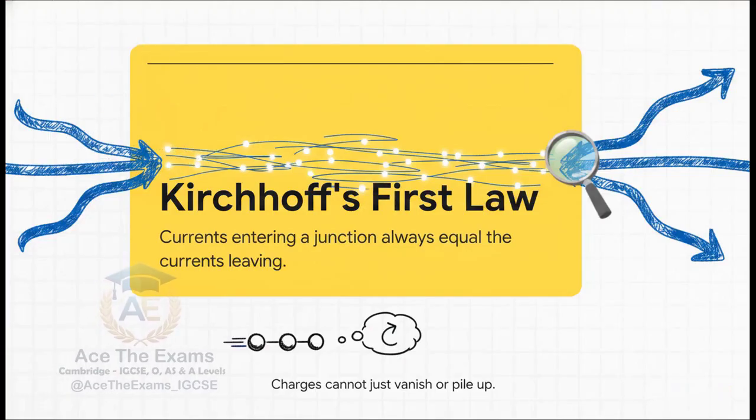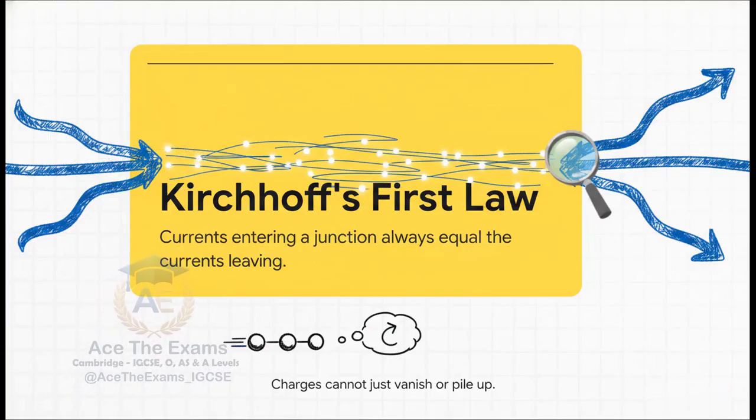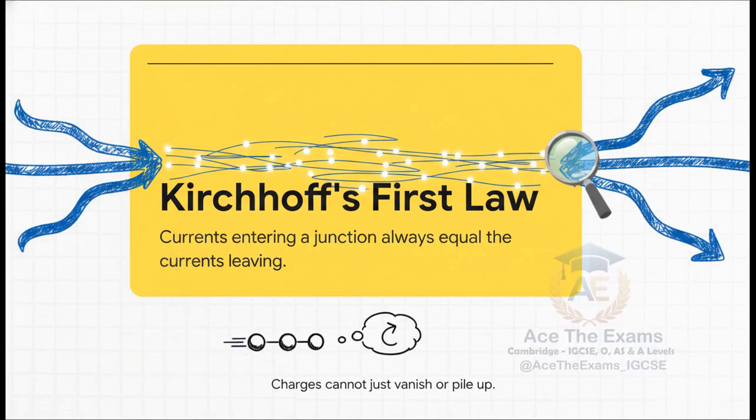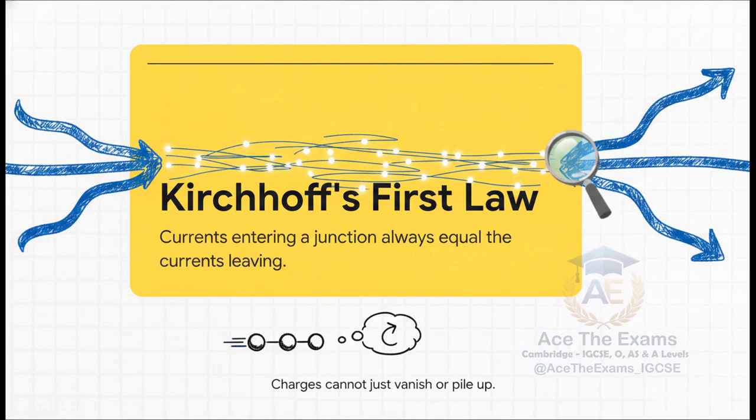Moving on to Section 2, Conservation of Charge. This brings us to Kirchhoff's first law. The formal definition goes like this. The sum of the currents entering a junction in a circuit is always equal to the sum of the currents leaving the junction. Sounds simple enough, right? But the implications are huge.